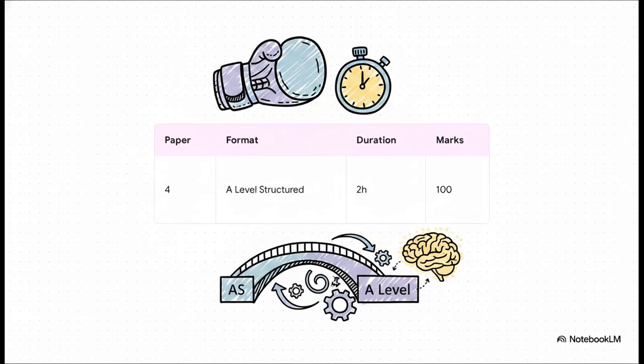Then we meet the absolute heavyweight champion of the exams, Paper 4. This is the A-level structured questions paper. It is a grueling 2 hours long and worth an incredible 100 marks. Now, I gotta give you a crucial warning straight from the syllabus itself. While Paper 4 focuses on the advanced A-level topics, it explicitly requires assumed knowledge from your AS-level studies. So you cannot just brain dump your AS notes after year 1. No way. You are gonna need that foundational knowledge to solve the complex problems they throw at you in Paper 4.